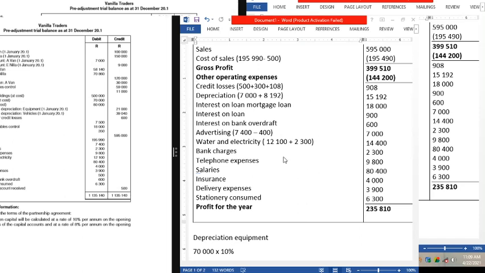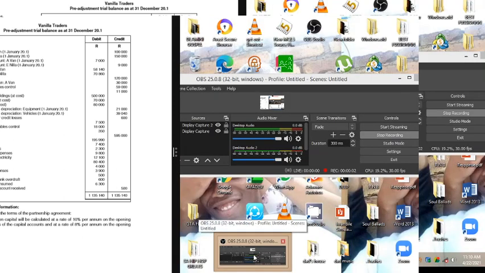Then you add all the amounts appearing under expenses together to get the total amount of 144,200, which belongs to other operating expenses. Then we subtract it from the gross profit amount. So it's 399,510 minus 144,200. If there were other operating incomes, we would add them to the gross profit and then subtract the other operating expenses, but they're not here, so we just subtract the other operating expenses. Then you get your profit for the year of 235,810. I hope you guys understood the video and everything was pretty much straightforward and very simple. For me, this is it. Thank you.